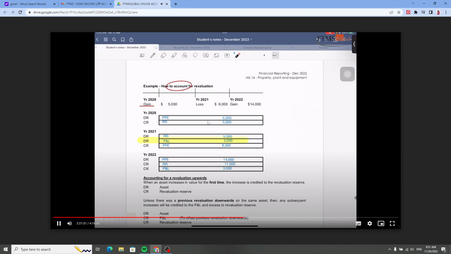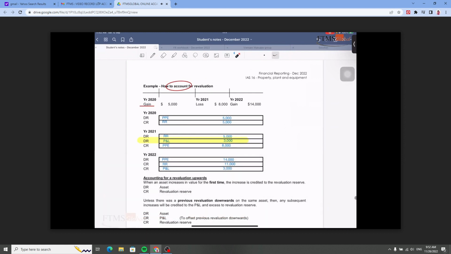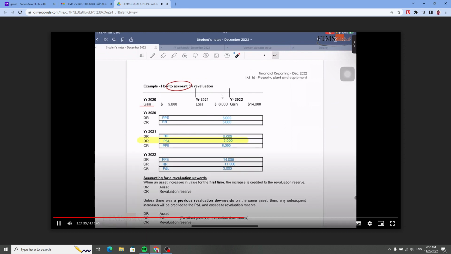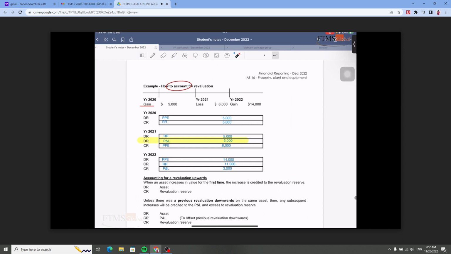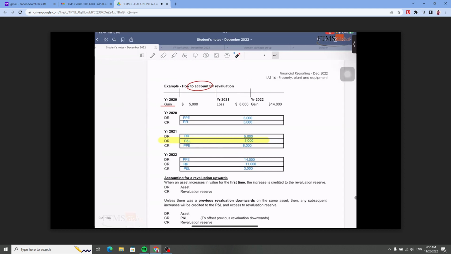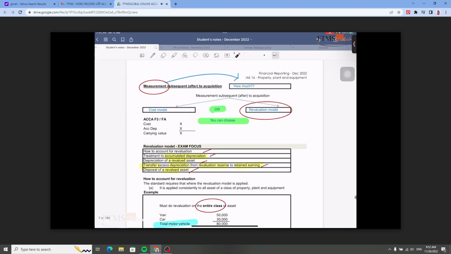Okay, so we just completed the accounting treatment for revaluation. If you do revaluation, it's either a gain or a loss. The common thing, I think you know how to record. The only thing is the P&L. Okay, now next. We completed the first one, how to account for revaluation. Next one is treatment to accumulated depreciation.